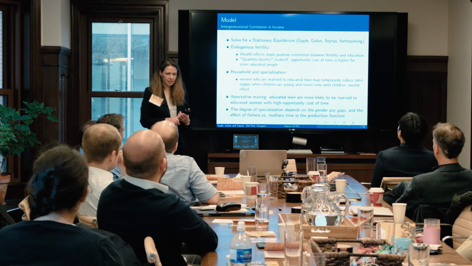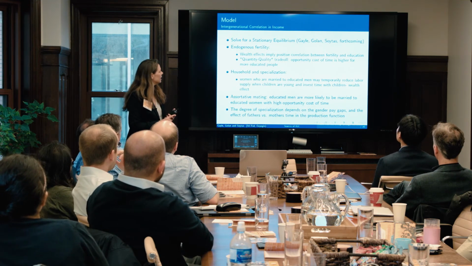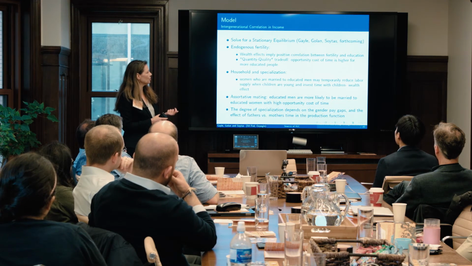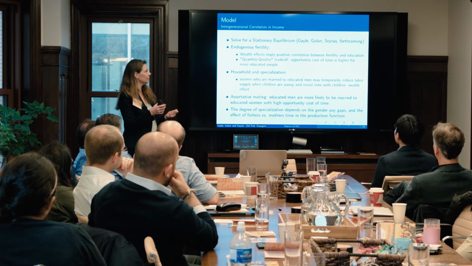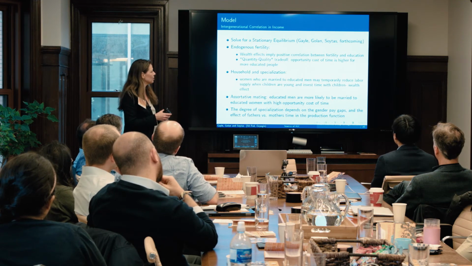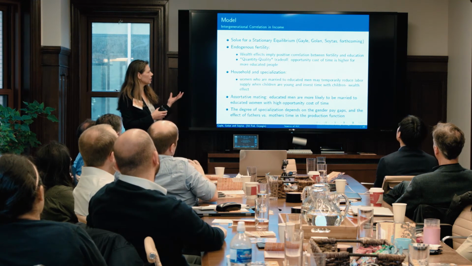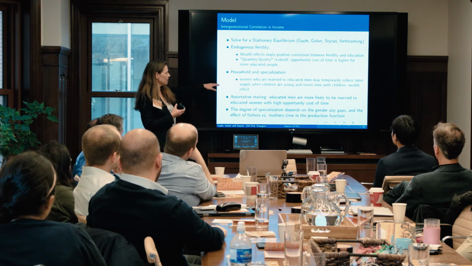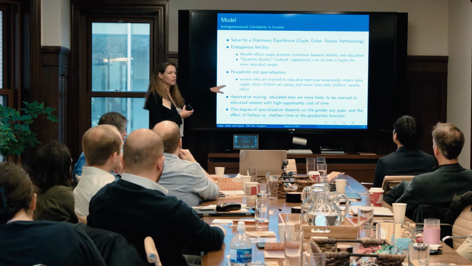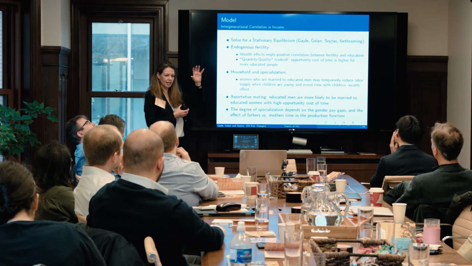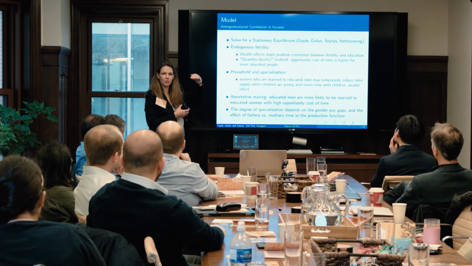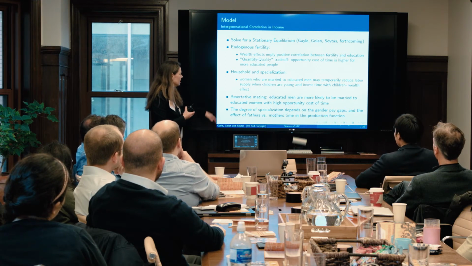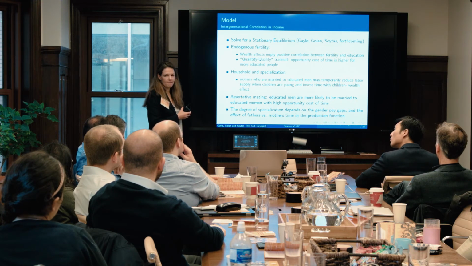So we solve for stationary equilibrium, and a couple of things here. The wealth effect is going to imply positive correlation between fertility and education, roughly, if educated people earn more. But the opportunity cost of time is higher for more educated people. And on specialization, women who are married to more educated men can temporarily reduce labor supply. You've seen in the data that on average, college women actually work a little bit less than other women in annual hours and spend more time with their kids. So the time cost is higher for more educated people.